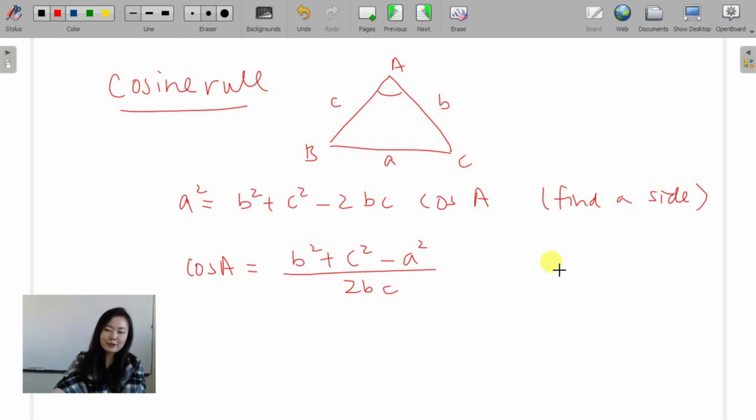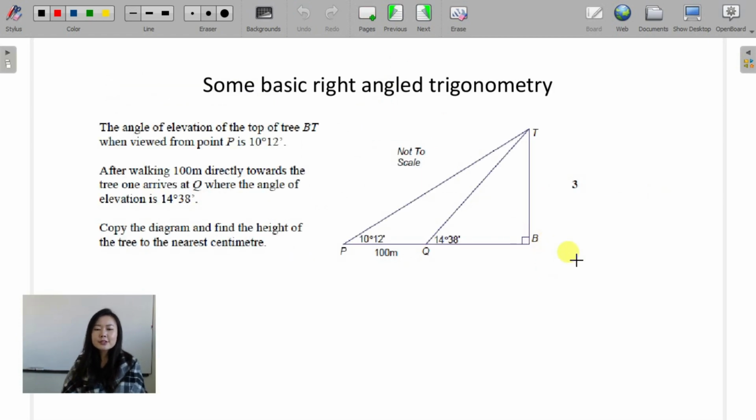Let's go straight into the first problem. There's some basic right angle trigonometry here, so let's have a read of the question. The angle of elevation of this tree from P is 10 degrees and 12 minutes. Then walk 100 meters, look up again, and it's now 14 degrees and 38 minutes. What we're going to do is try to find the height of the tree, let's call that h, worth 3 marks.